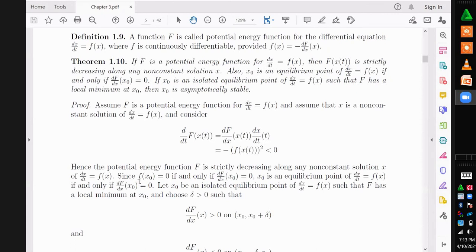Also, f of x naught is equal to 0 because x naught is an equilibrium solution of this differential equation. So this is 0 if and only if dF by dx at x naught is 0, because f at x naught is minus dF over dx at x naught. So x naught is an equilibrium point of dx by dt is f of x if and only if dF by dx at x naught is 0.